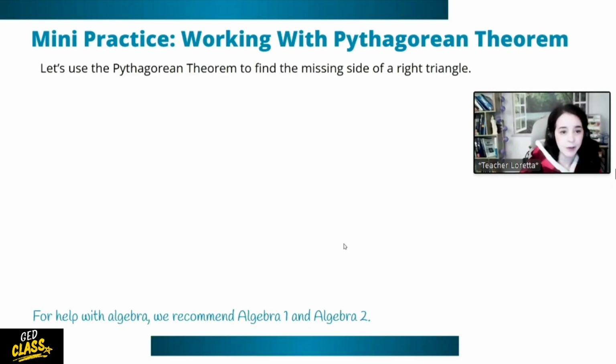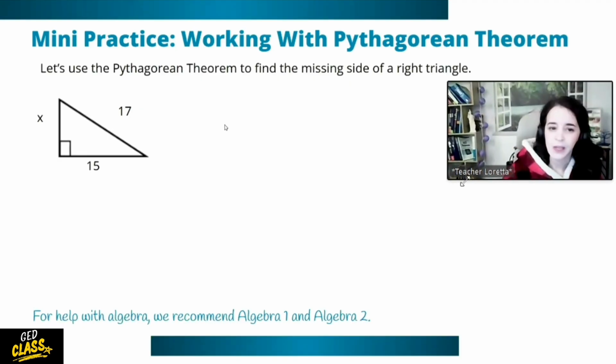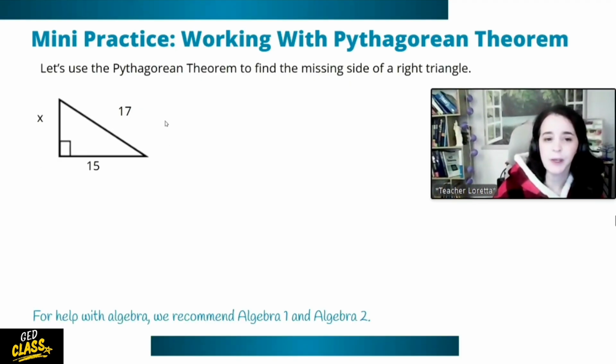Let's do another little mini drill to practice working with Pythagorean theorem. So let's take a look at this first one: x, 15, and 17. What are we going to put into the c position? If we're going to do a squared plus b squared is c squared, is the x, the 15, or the 17? Which one goes in for c?